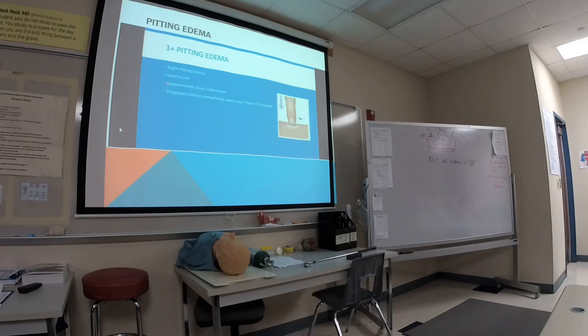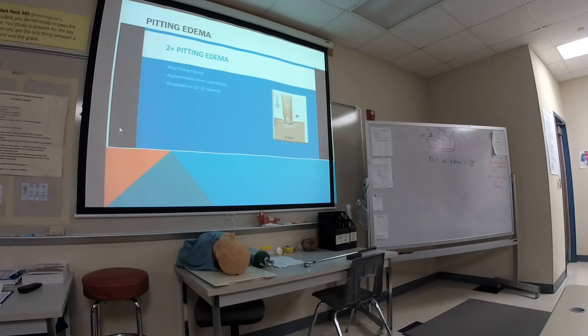The next level up is 1+ pitting edema, and this is slight pitting edema, and it's hard to see. It's hard to see this level of edema without actually putting your hands on the patient. So, good tip is to check for this type of edema when you're checking for pedal pulses and stuff like that. And so the 1+ pitting edema is approximately 2 millimeters. When you push down, it's a 2 millimeter indentation approximately, and it disappears almost immediately when you remove your finger. So there's no remaining marks.